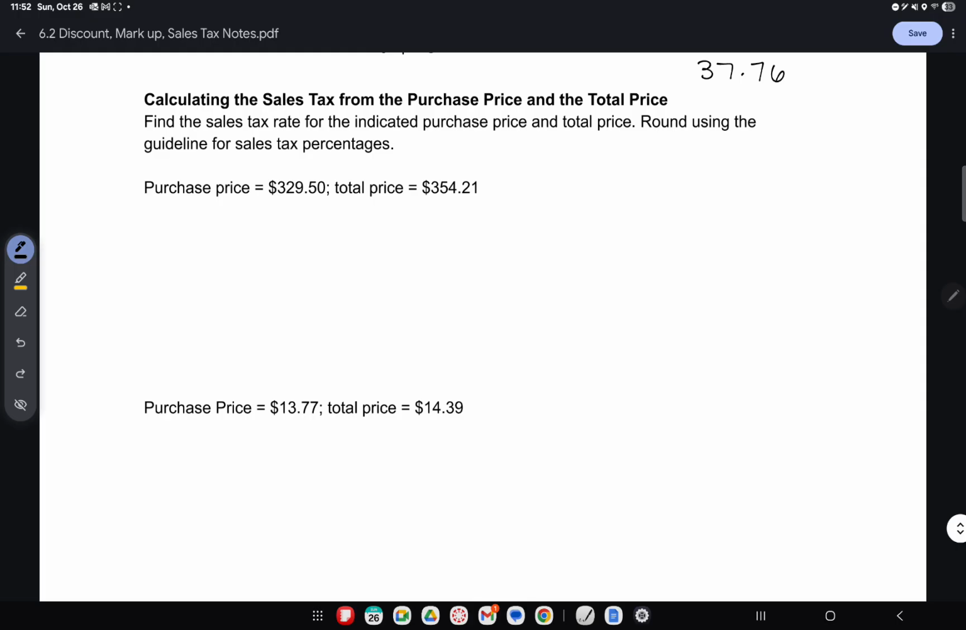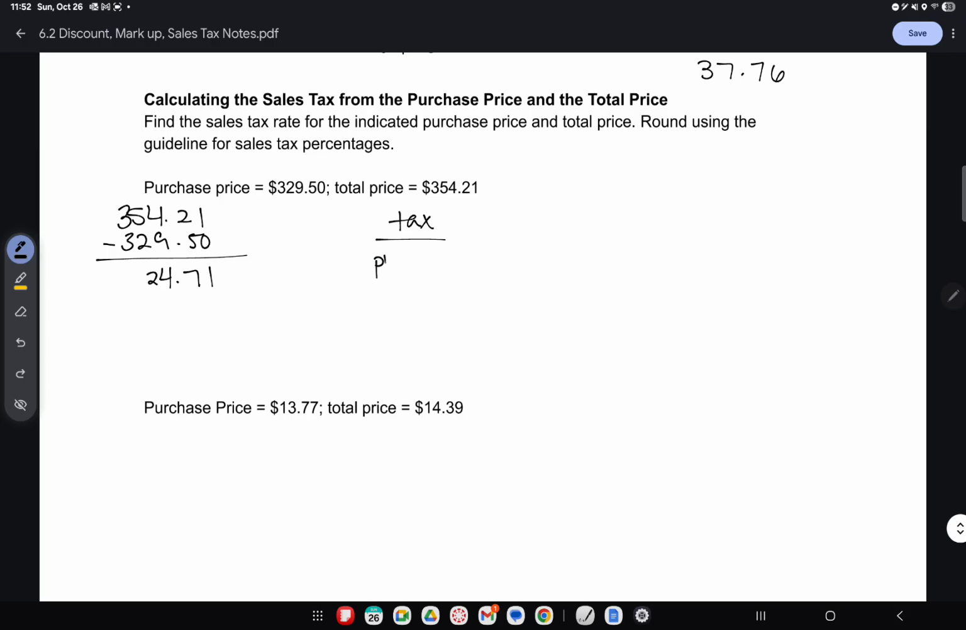All right, we're going to do it with some different information. So we have the purchase price and the total price, and we want to find the sales tax percentage. So let's find the difference between these two numbers to find what the sales tax was. So 354.21 minus 329.50 is going to give 24.71.